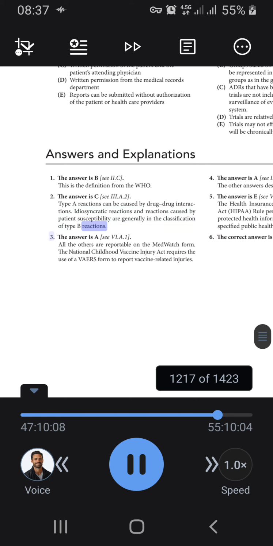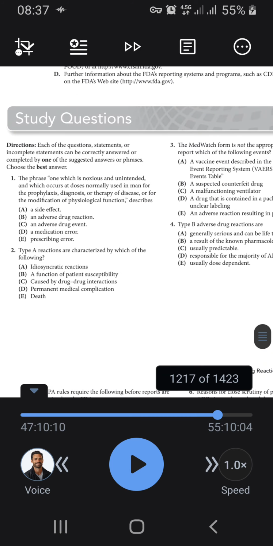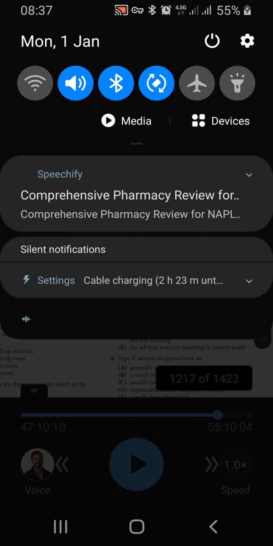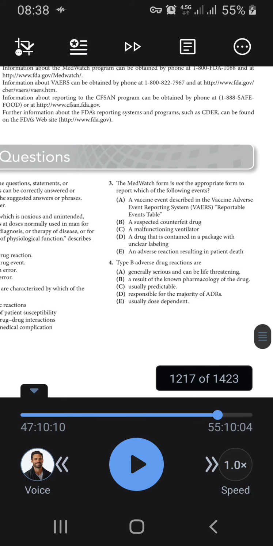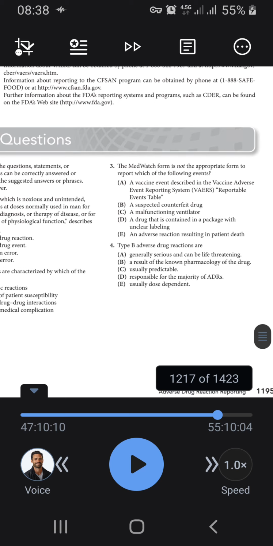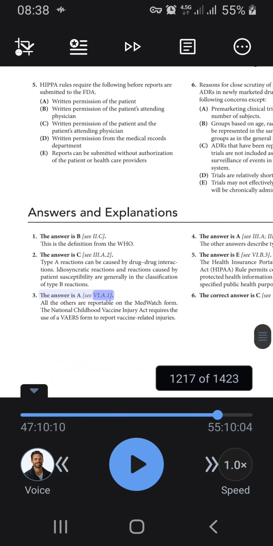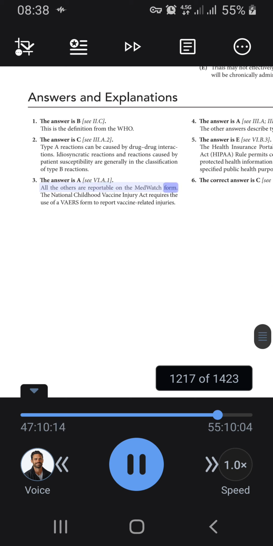3. The answer is A. All the others are reportable on the MedWatch form. The National Childhood Vaccine Injury Act requires the use of a VAERS form to report vaccine-related injuries.